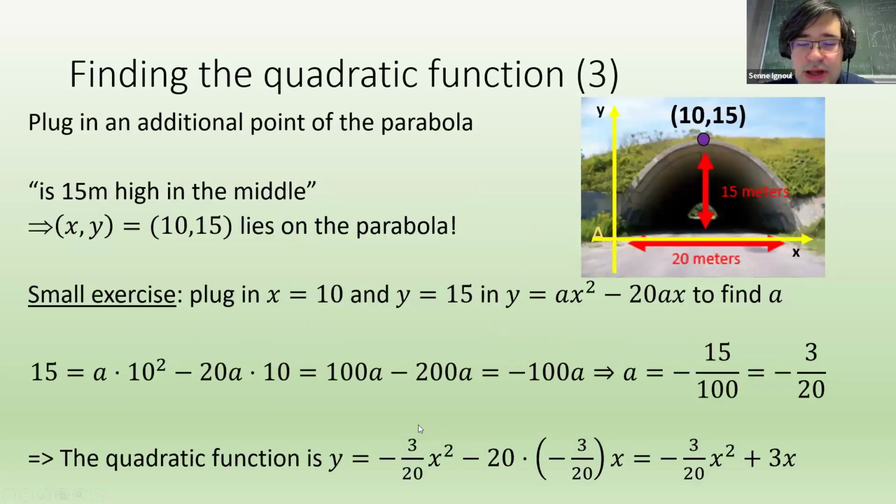Then we get this. And the final part you can simplify. Minus 20 times minus 3 over 20, that's equal to plus 3. So we were able to find our quadratic function, minus 3 over 20, or minus 0.15 x squared, plus 3x. So that's already very good.